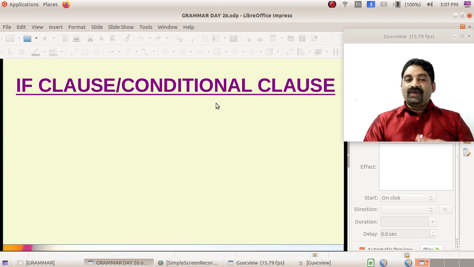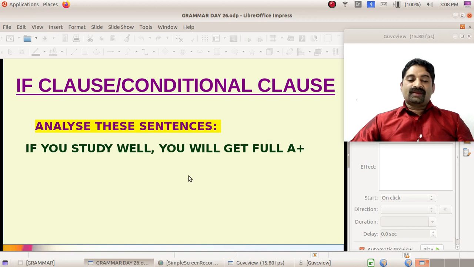If you get full A+ in 10th class, definitely we will buy and give you a new mobile phone or a new bicycle, or some parents might have said maybe a new scooty, maybe something like that, okay. Or if you get a full A+, we will take you for a tour or picnic to somewhere, okay. So we all make conditions, and how many conditions are there mainly in English grammar? That's what we are going to see. Let us analyze these sentences, okay. There are 3 sentences I am giving you.